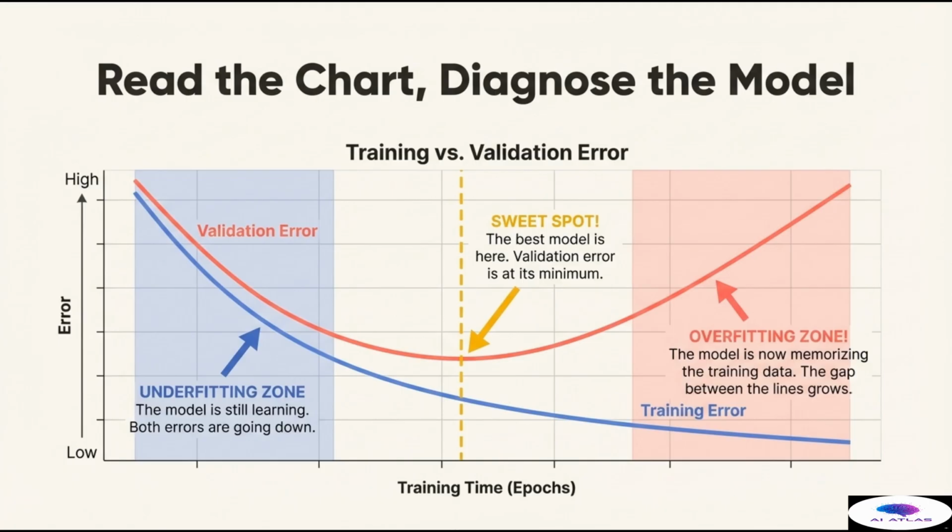Initially, we are in the underfitting zone. As the model begins to learn, it improves rapidly. Both the training error and the validation error are high but steadily decreasing.